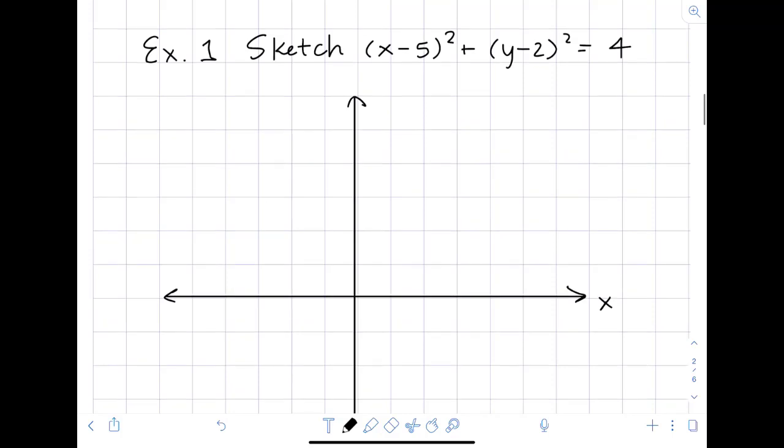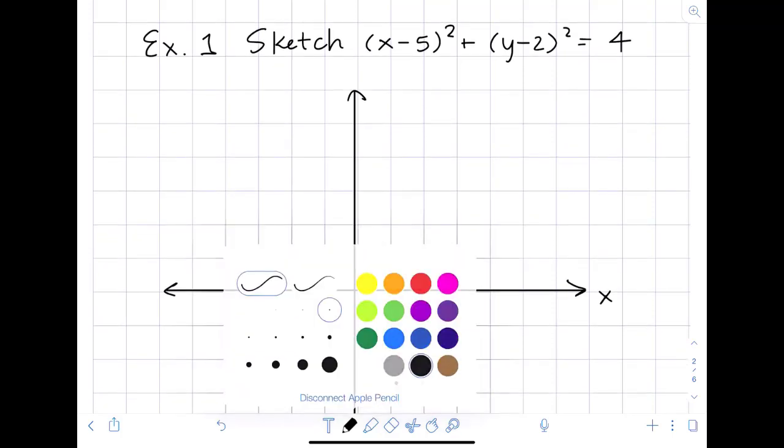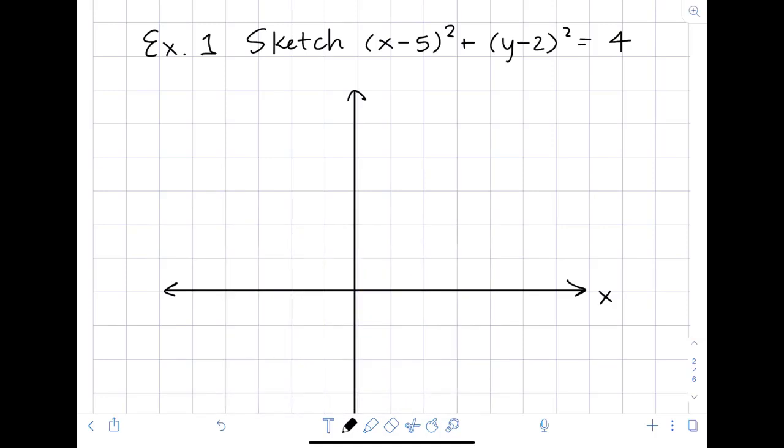I can notice right away that I don't have equals 1. If I wanted to get an equals 1, I could divide both sides by 4. And I would end up getting (x minus 5) squared over 4 plus (y minus 2) squared over 4 equals 1. And I can recognize that that is a circle. Some people don't bother to do that step, so it's definitely optional.